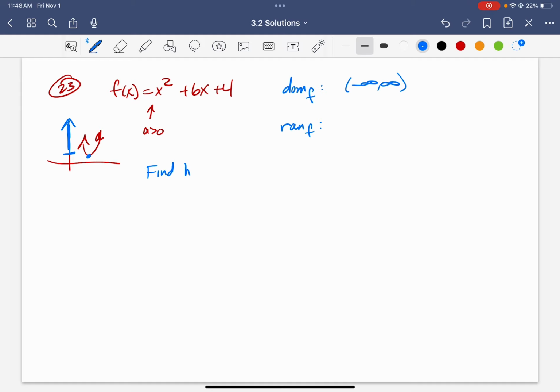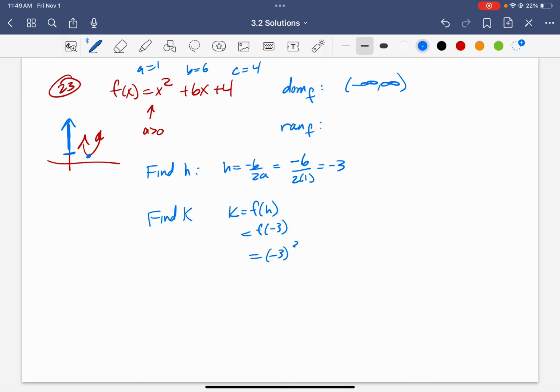So I'm going to find h. I'm going to find k. So h is negative b over 2a. A is 1, b is 6, c is 4. It's negative 6 over 2 times 1, which is negative 3. So k is f of h. It's f of negative 3. It's going to be negative 3 squared plus 6 times negative 3 plus 4. So it's a positive 9 minus 18 plus 4, which is negative 9 plus 4, which is negative 5.